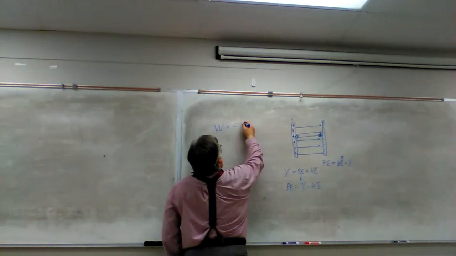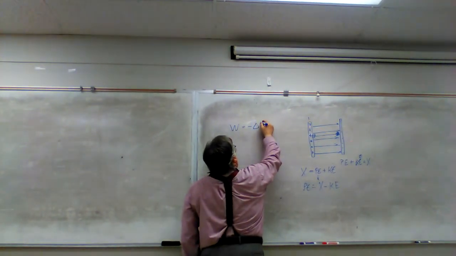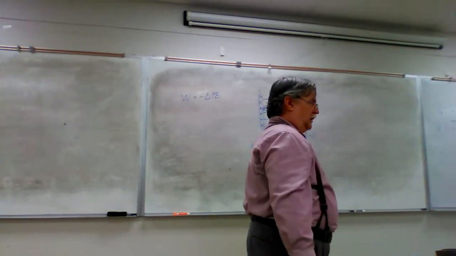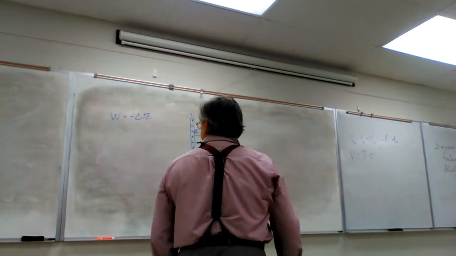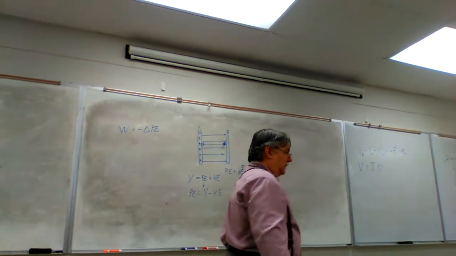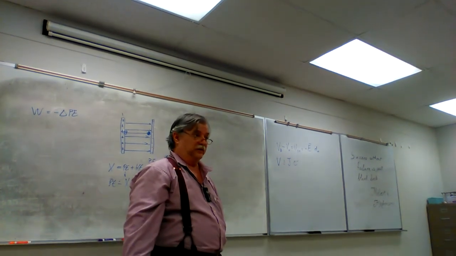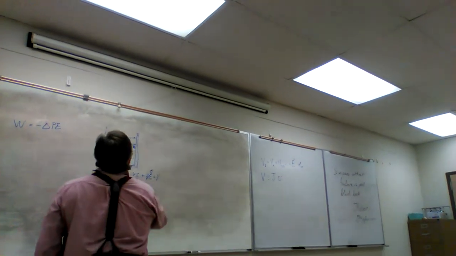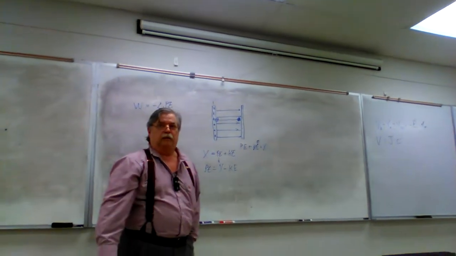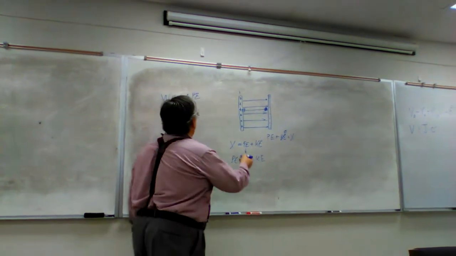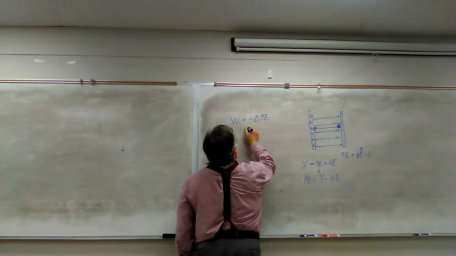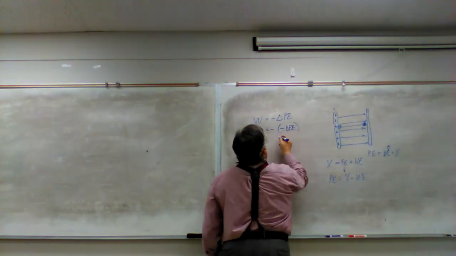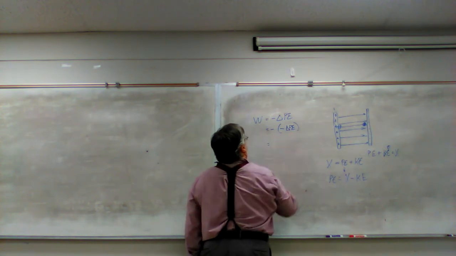The work is equal to the negative change in potential energy. The change in the potential energy we just saw was a negative change. The potential energy went down, so that cancels out the negative right there, and the work was then positive.